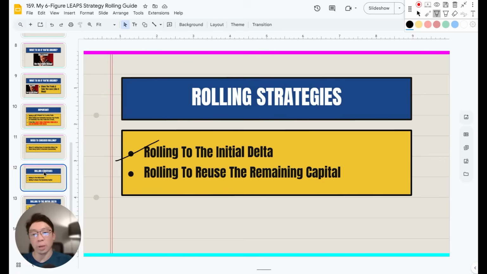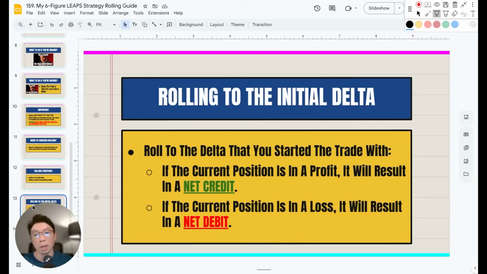So the very first way is to roll to the initial delta. And the second way is to roll to reuse the remaining capital. So two different ways to roll it, and this really depends on your objective. So the very first one that I'll get into is rolling to the initial delta.